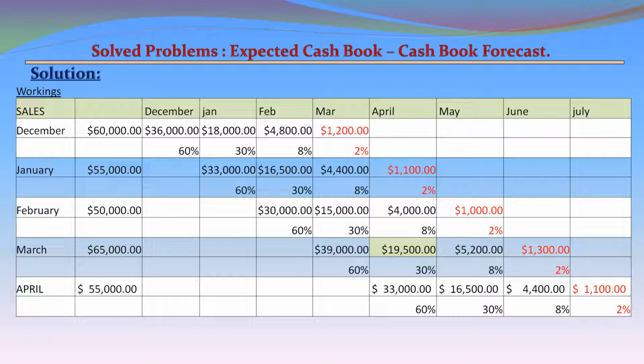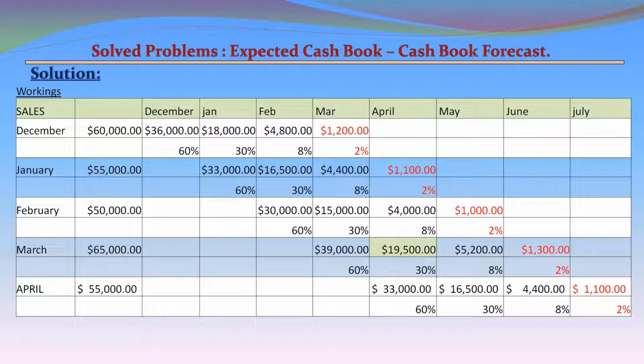Solutions. Workings. Sales. As was given, December 60,000, January 55,000, February 50,000, March 65,000, April 55,000. And the December sale 60,000: 60% of 60,000 is paid in December, and the balance 30% in January, 8% in February, and 2% is uncollectible. Similarly, January 55,000 sale is paid 60% in January itself, which comes to 33,000, in February 16,500 (30%), March 4,400 (8%), and April 1,100 (2%) uncollectible.